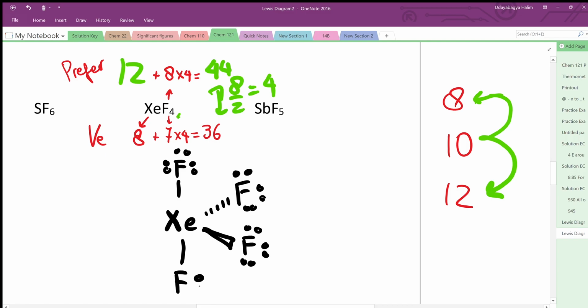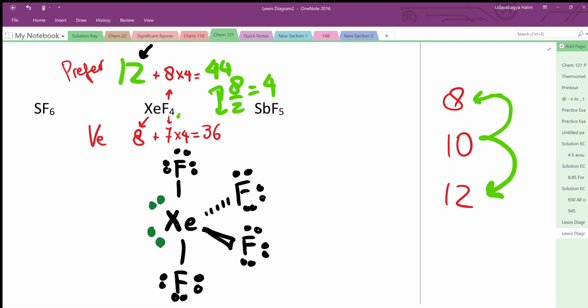So the fluorine is happy, but this is more or less where I see some of you guys stop. And don't forget, your central atom prefers to have 12. And so far, your xenon only has 1, 2, 3, 4, 5, 6, 7, 8 electrons. So we need to give it 4 more to go. So I'm going to give it 4 more electrons to make it the complete number of electrons that it prefers to have. So the Lewis diagram of xenon tetrafluoride would look something like this.